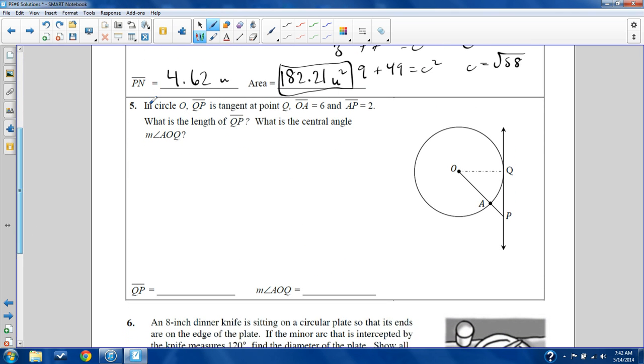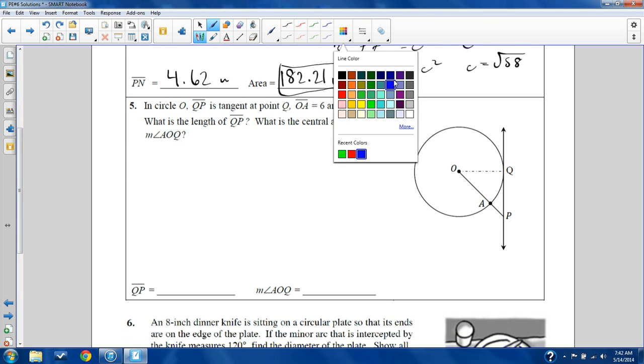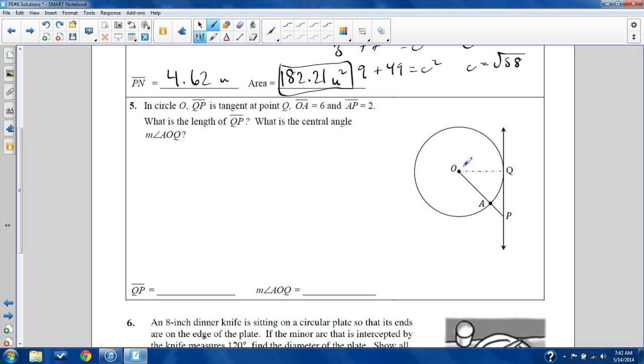Okay, number 5. Here's the information that they give you. Circle O, that means O is at the center. It says QP is tangent at point Q. So that means a radius, right here, like OQ, intersecting with the tangent line creates a right angle. Have to recognize that, absolutely.